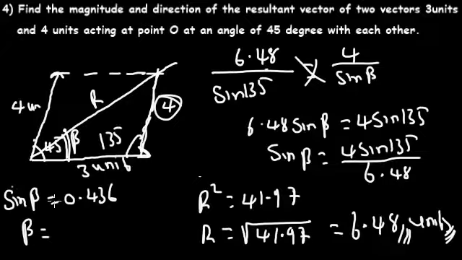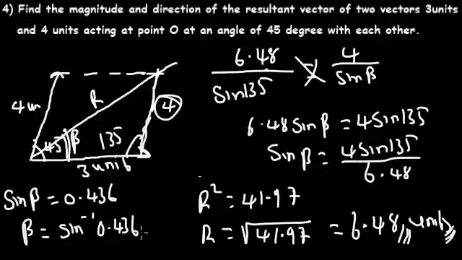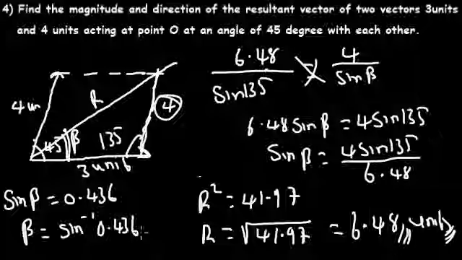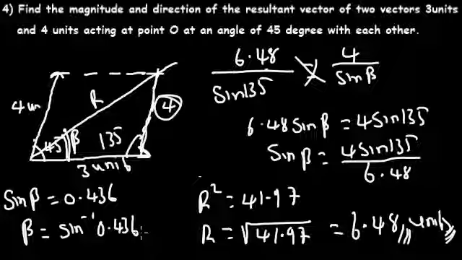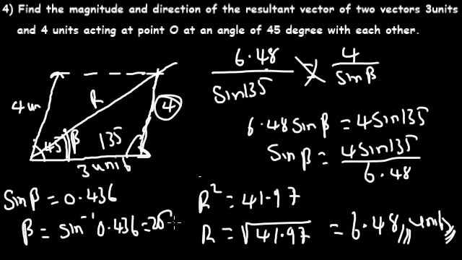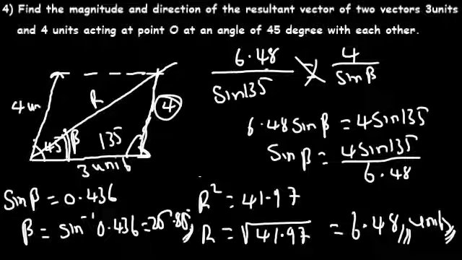And taking the arc sine of both sides, we have sine inverse of 0.436. When I take the sine inverse of 0.436, I got 25.8. So that is the direction of the resultant vector. So that's how to find the magnitude and direction of the resultant of two vectors that are at an angle to themselves.